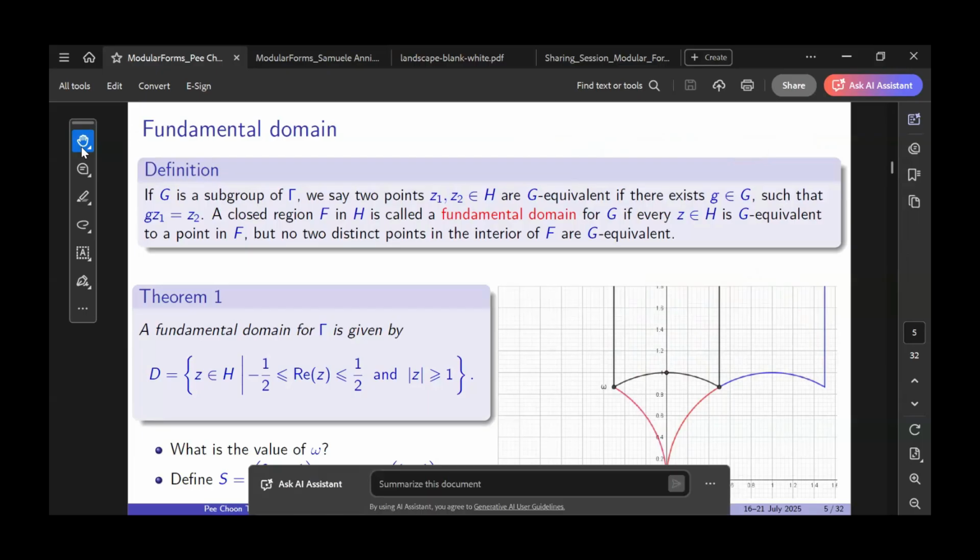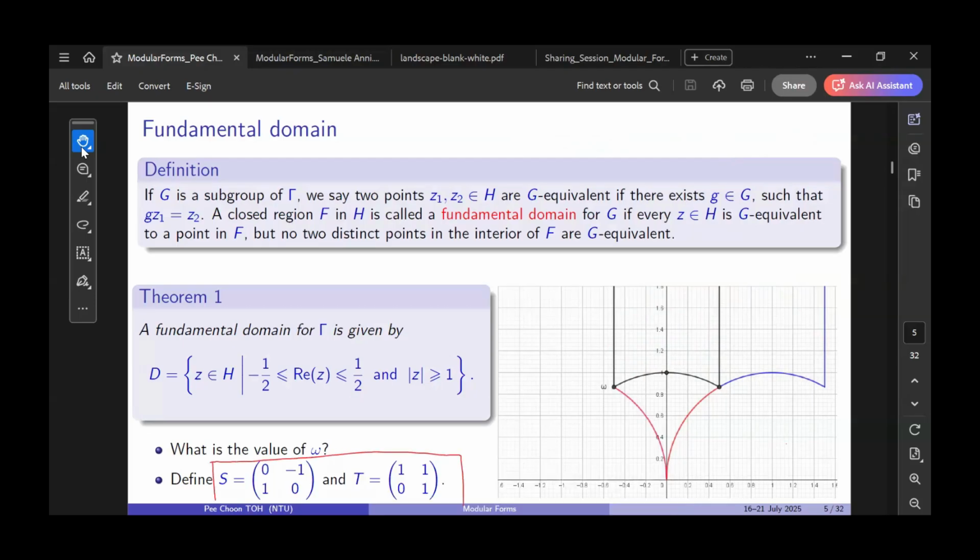Now we define these two matrices that are pretty important. S is equal to [0, -1; 1, 0], and T is equal to [1, 1; 0, 1]. Why are these two matrices important? We'll see.